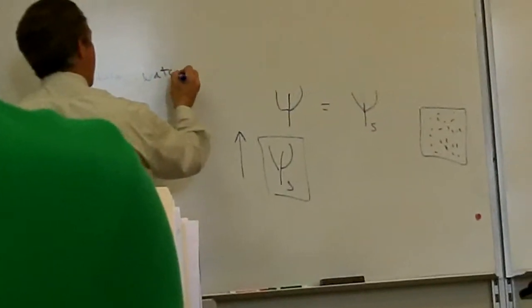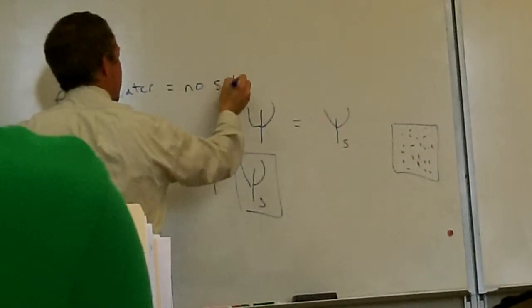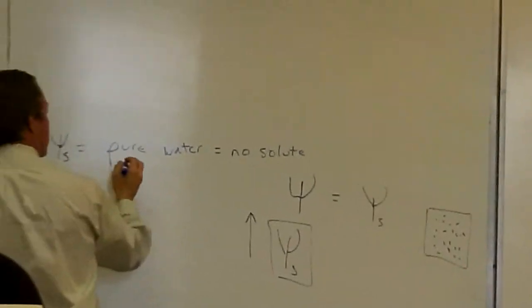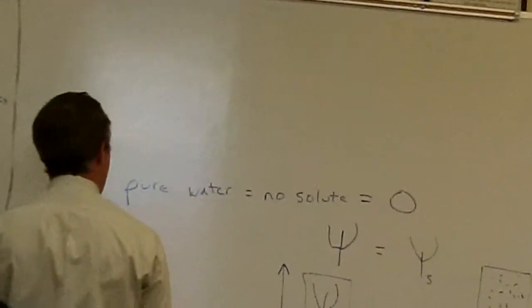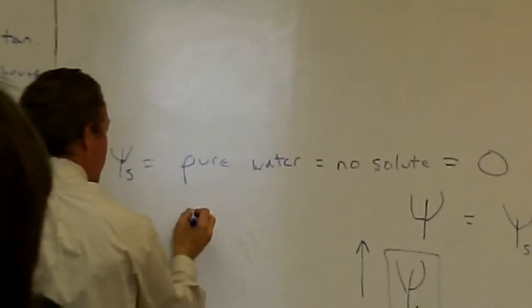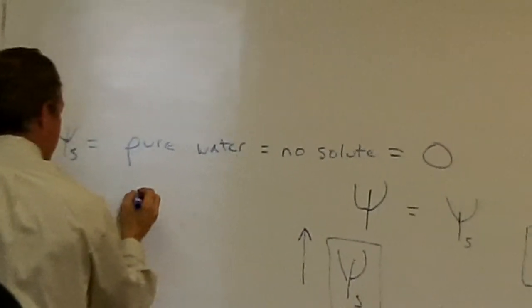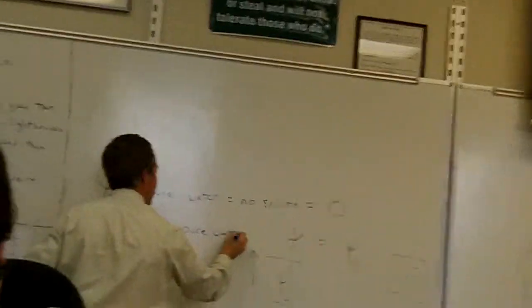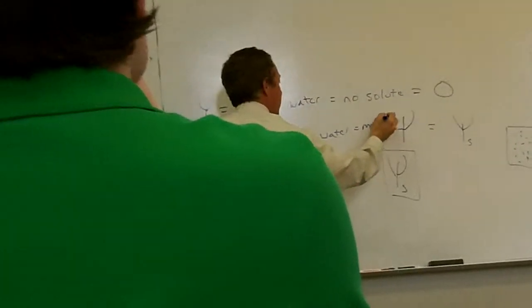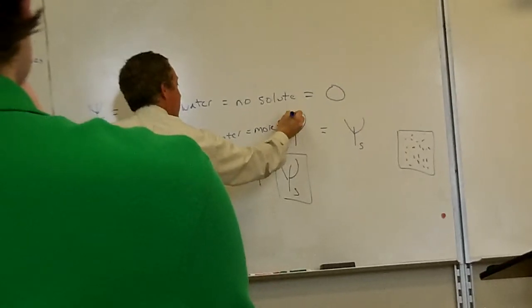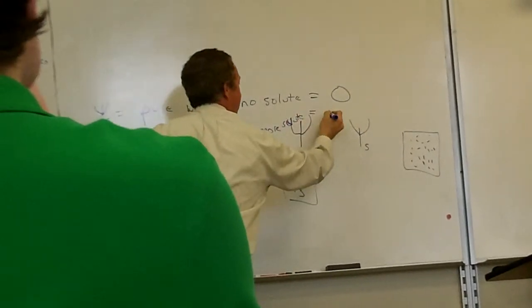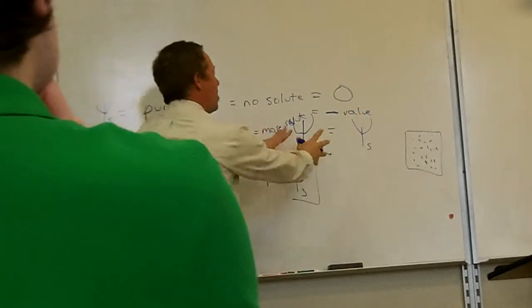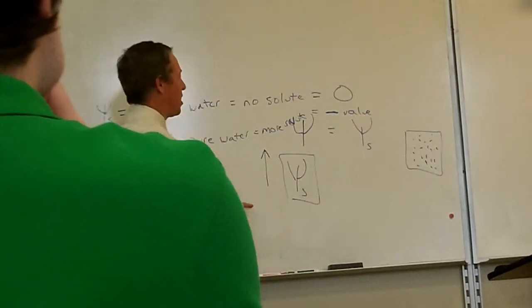Pure water equals no solute. The psi s will equal 0. That makes sense because the formula is add solute, so that all equals 0. Not pure water equals more solute. This will be a negative value. Why is it negative? Since you're adding, the more solute I add, the further down this is going to go.